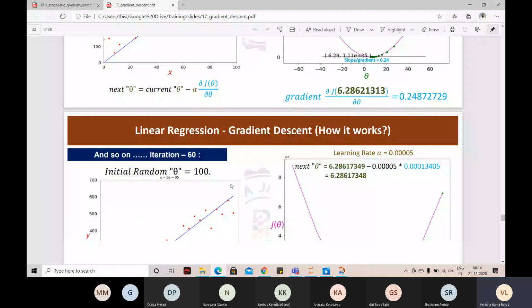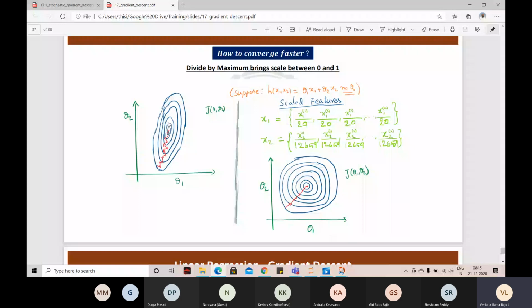When the data is not on the similar scale, the curve is going to be like this. I actually took a 3-dimensional curve in a 2-dimensional space. This is called a contour plot. I'll explain what a contour plot is in a moment.